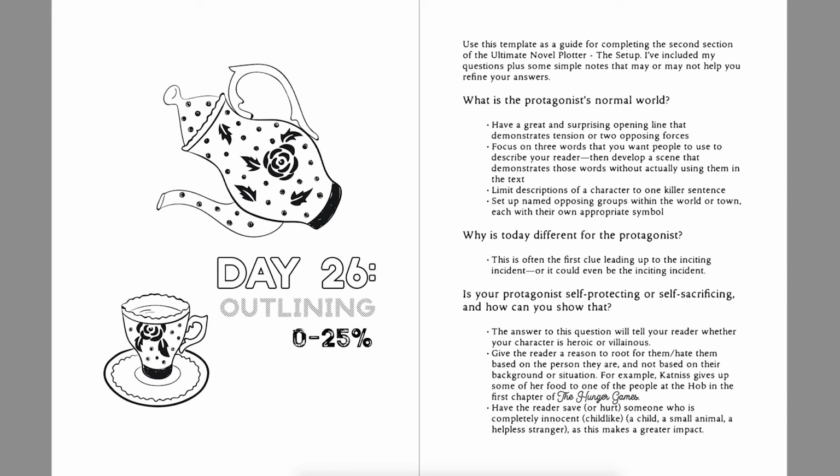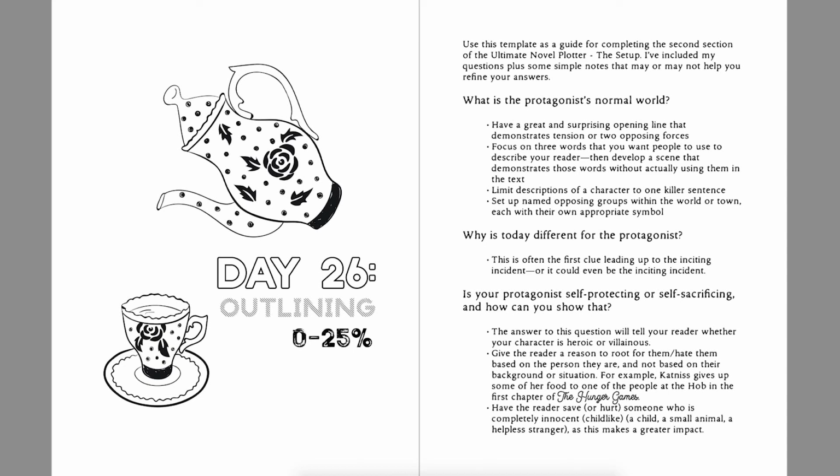Then there's this beat about your protagonist being either self-protecting or self-sacrificing, and how you can show that. If you want to learn more about this, I learned about it from James Scott Bell's book called Super Story Structure, and I think he calls the beat something like "pet the dog." It's basically just to show who the character is outside of their circumstances.